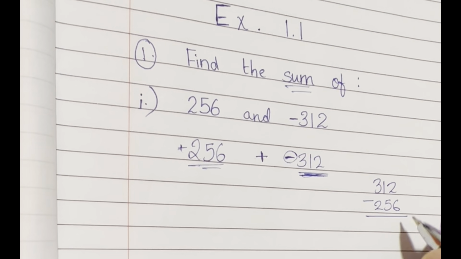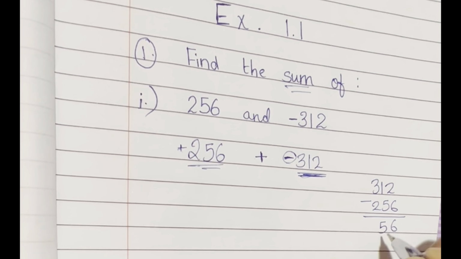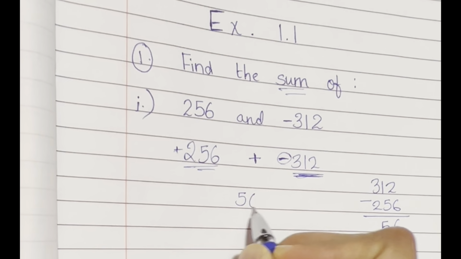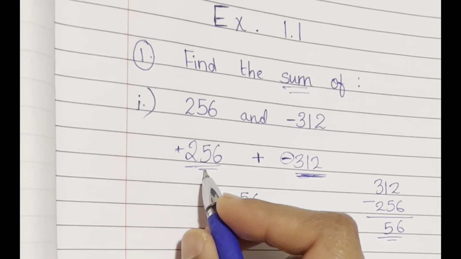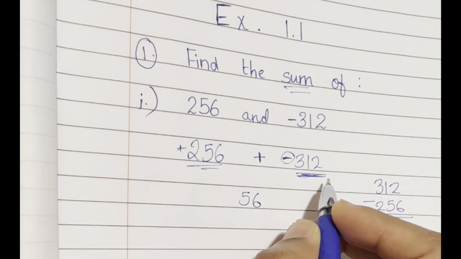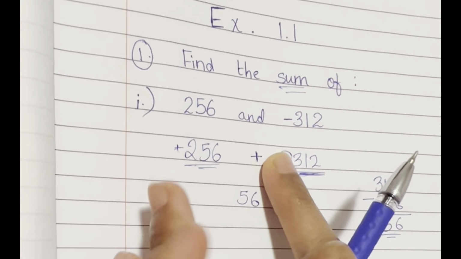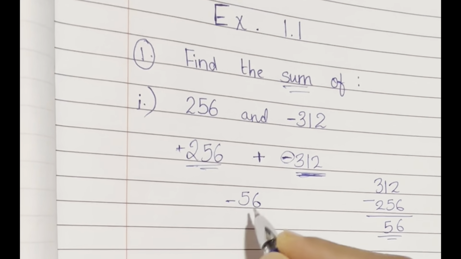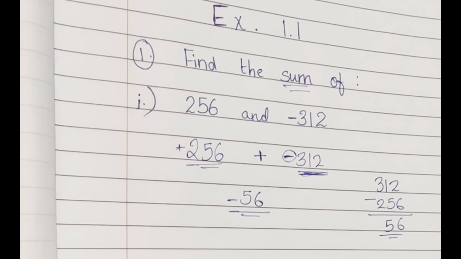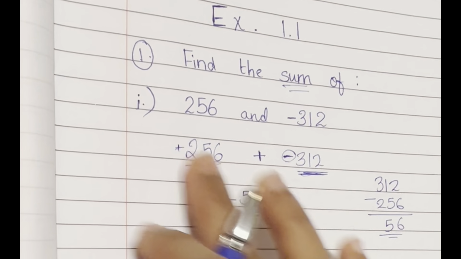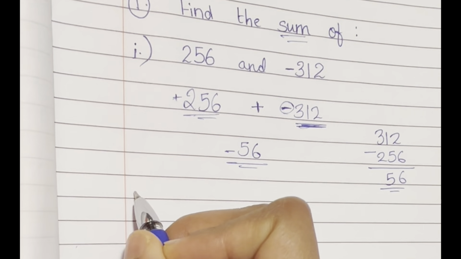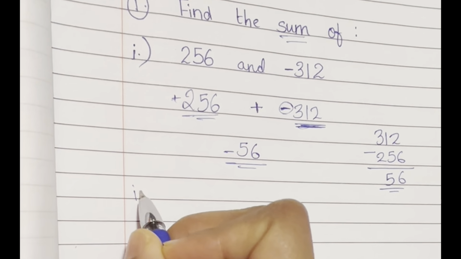What is the answer? 56. So this 56 we'll write here, and then see which is the bigger number, 256 or 312. 312 is the bigger number. So then see what is the sign of 312? It is minus. So your answer is minus 56. Here we are applying addition of integers, rule number 2. If you know addition of integers, then the rest is easy. Then let's do the second question.